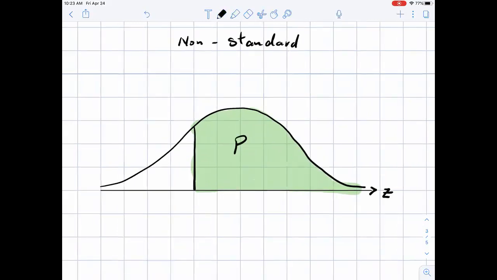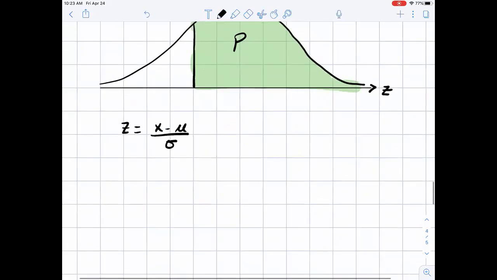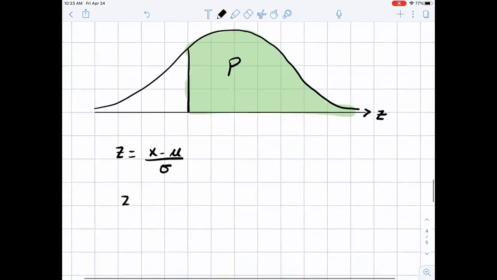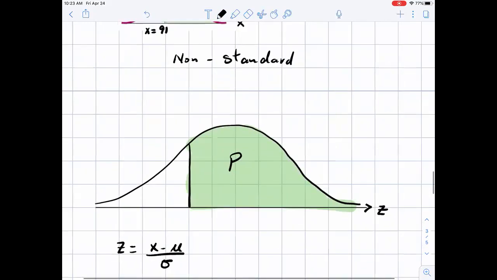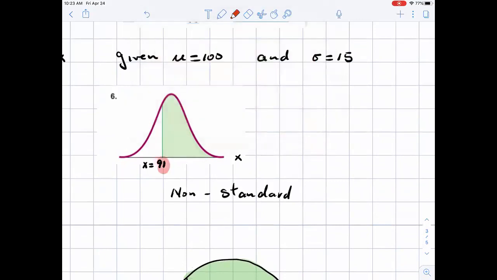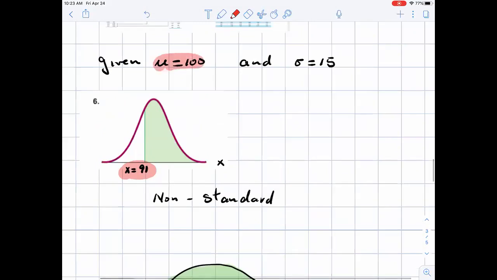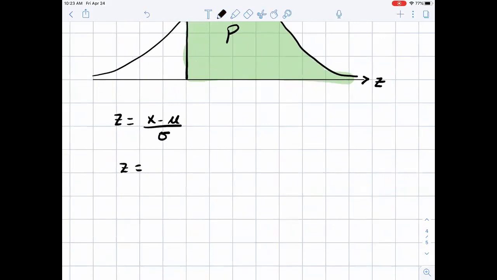Find P. So we're going to use Z is equal to X minus mu over sigma, right? So Z is equal to X, which in the given example is 91. This is our X value here. Here is the mu and here's the sigma. So we have everything. So 91 minus 100 divided by 15.